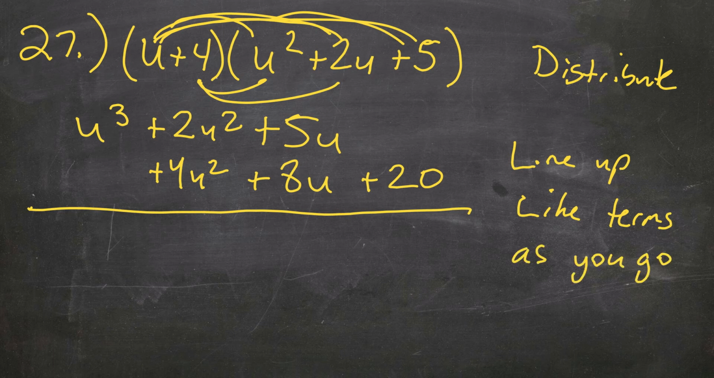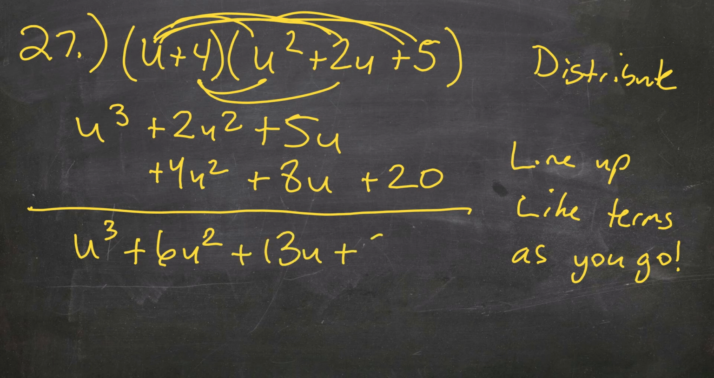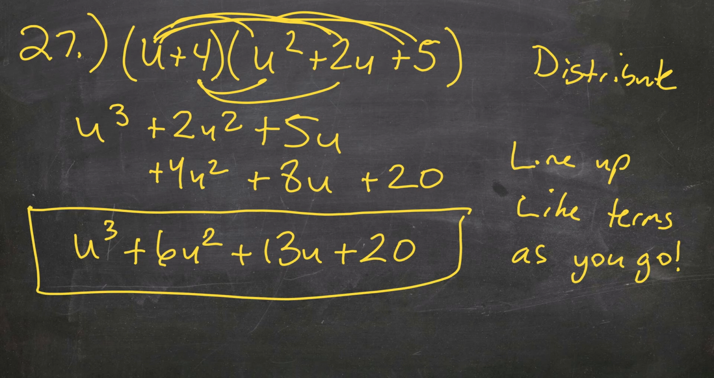And that's what I did. So, u cubed comes down because there's nothing to add to it. No mistake needs to be made. 2u squared and 4u squared, that's 6u squared. 5u and 8u is 13u. And then there's nothing else to go with 20, so it's just plus 20. There's my final answer. Moving on.